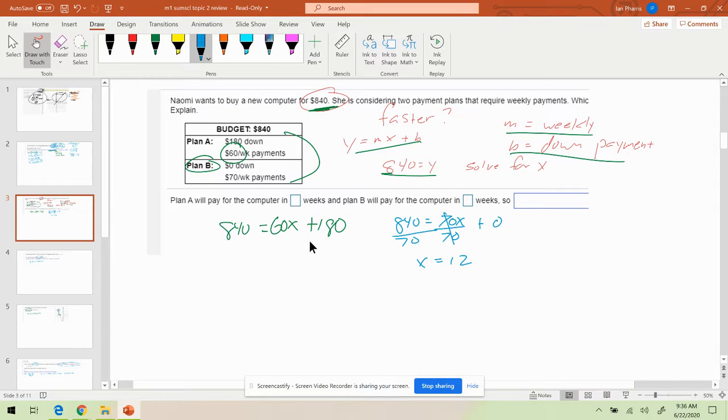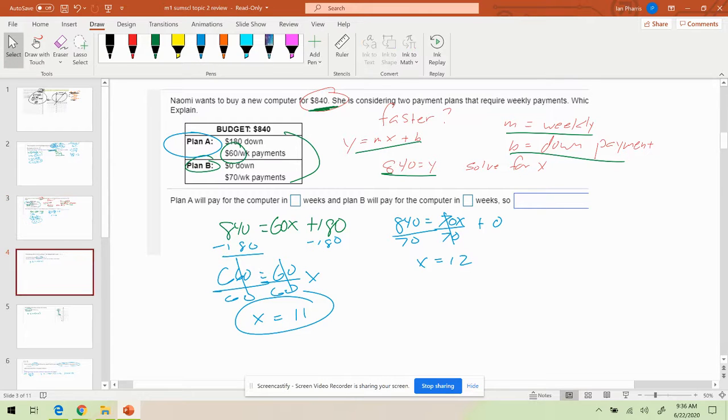Over here, if I take 840 minus 180, let's see, that's 660 equals 60x. And if I divide by 60, I'm pretty sure that's going to make my x equal 11. So I think plan A would be faster.